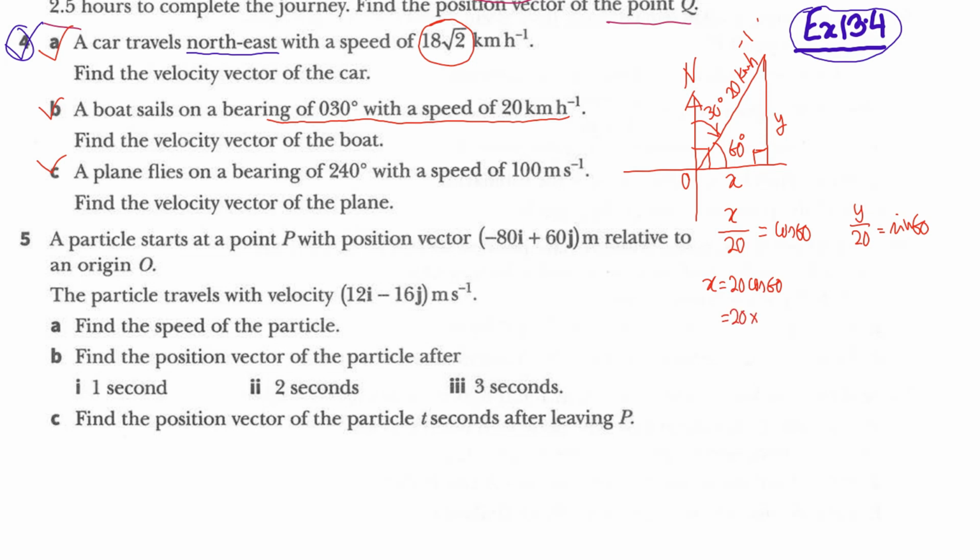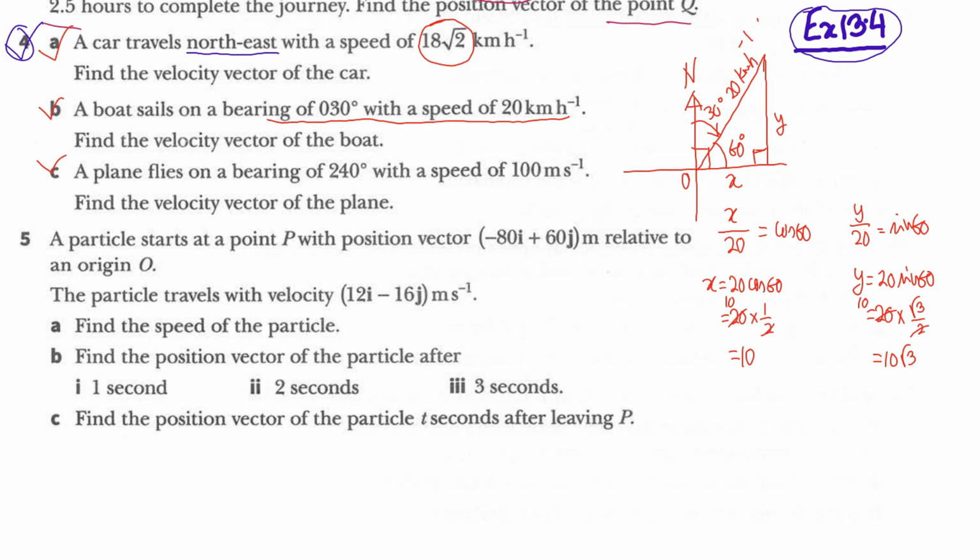You may use a calculator to get the value of cos 60 in degree mode. Cos 60 in a calculator gives half, so half into root 10, we get the x value 10, and the y value gives us 20 sine 60. If you use a calculator, sine 60 is root 3 by 2. So we can write 10 root 3.